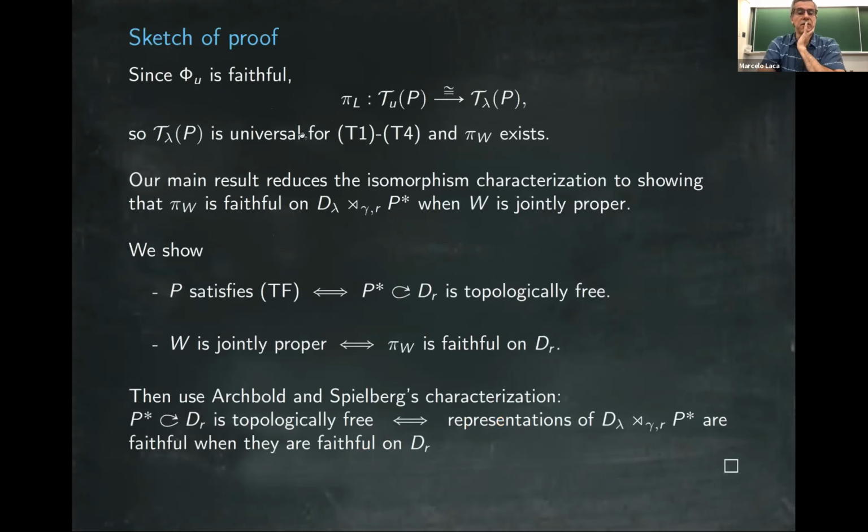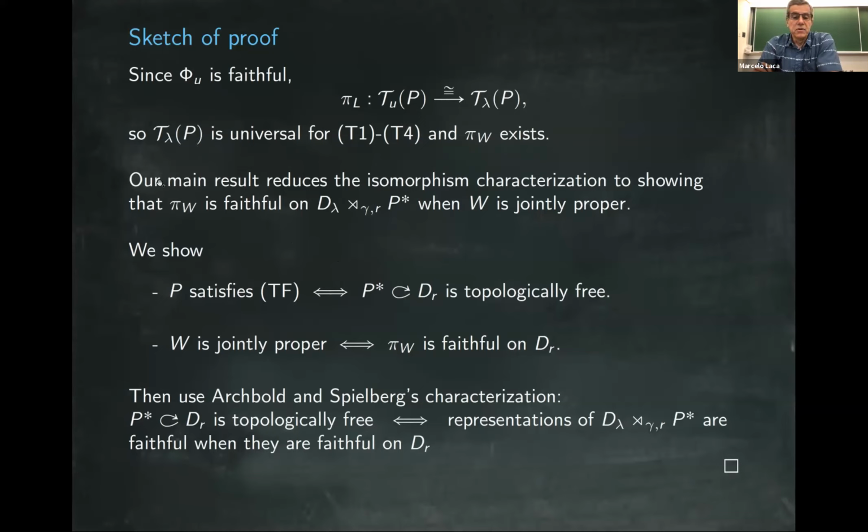So let me give you a quick sketch of at least part of the proof. Because you have a faithful conditional expectation, there's a standard argument that tells you that the universal one is isomorphic to the left regular. So the universal T_U(P) is equal to T_lambda(P). That's a commuting square argument using faithfulness of conditional expectations. So that means that we can use the universal property for T_lambda of P. So T1 through T4 is an actual presentation of T_lambda of P, and the pi_W map will exist.